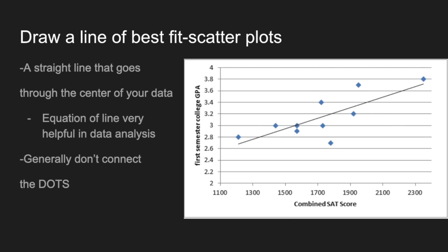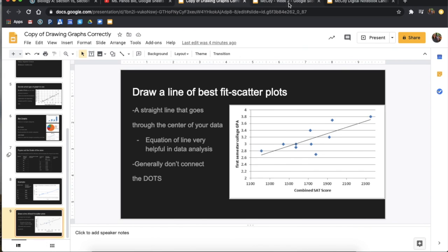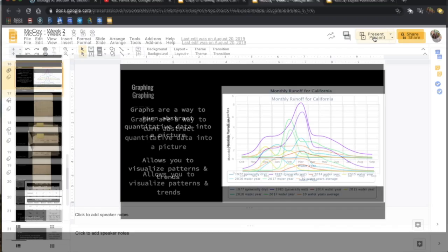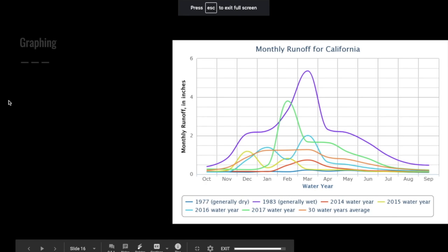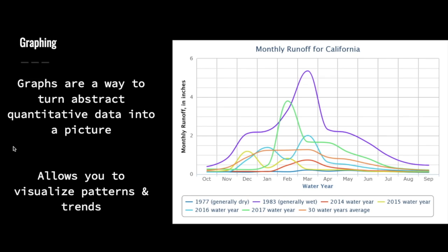So there's a little bit more about the best fit line. It's a straight line that goes through the center of your data. The equation of the line is very helpful in data analysis, but you're not going to be connecting all of your dots. Again, if you want to see how this is done on the computer, you can watch one of our other videos. So I just want to show you one more thing. And these are just what I consider bad graphs. So again, graphs are a way to turn abstract quantitative data into something that you can look at. It allows you to look at like a picture.